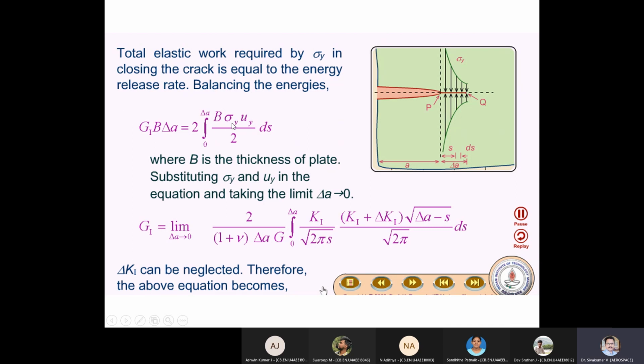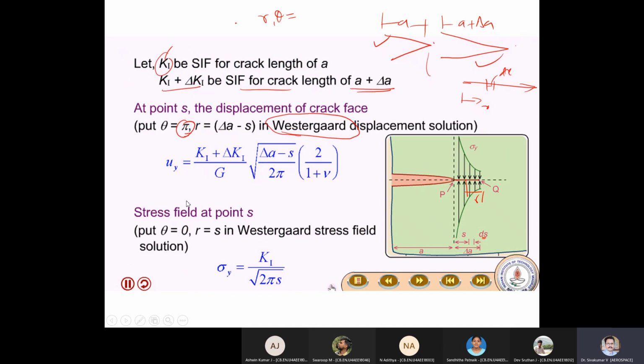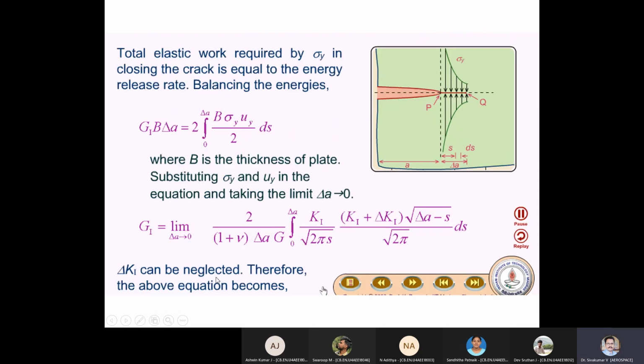So in this equation, I have the sigma y equation and the Uy equation. Once you substitute in that equation, your G1 will become, with delta A tends to 0. That means you have to work for the very smallest increment of crack. You will get this particular equation.